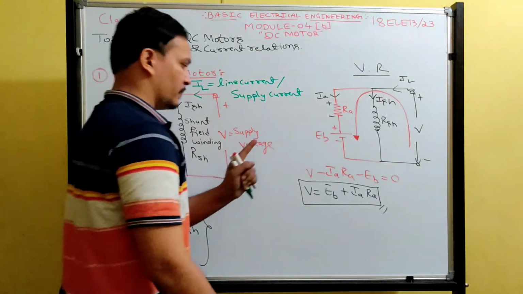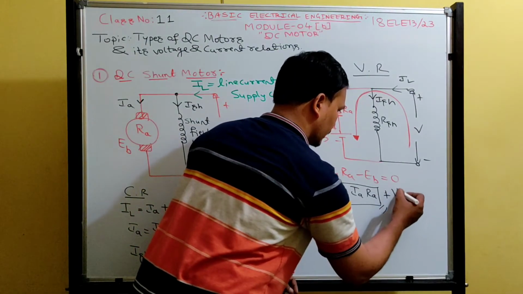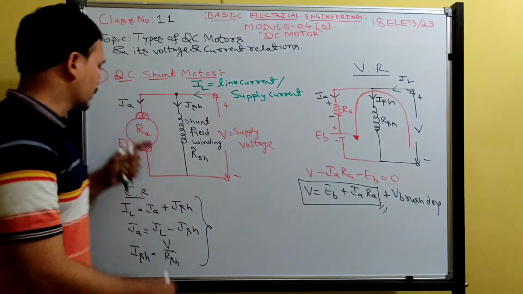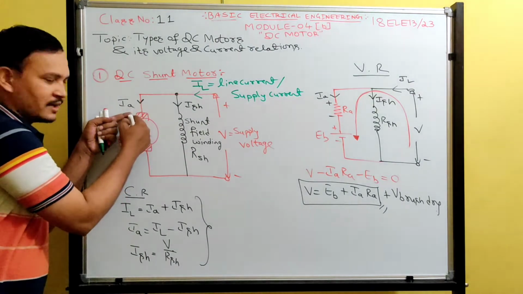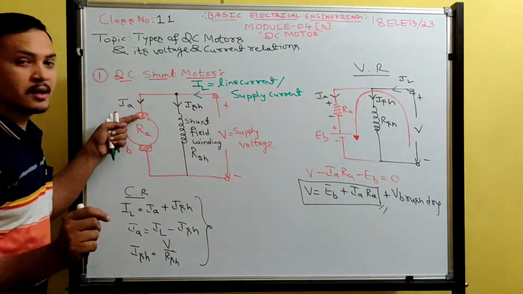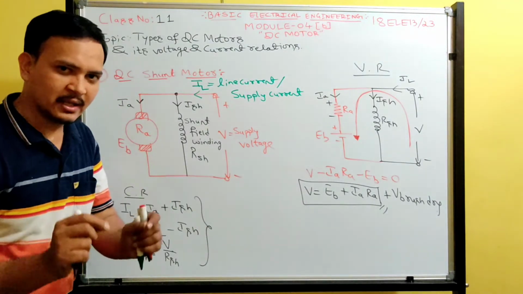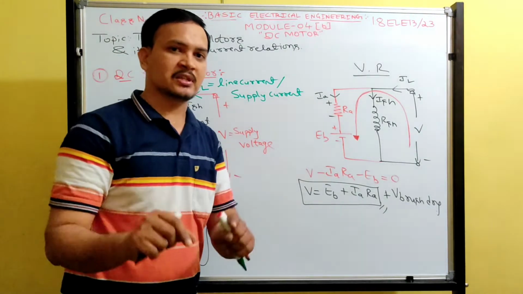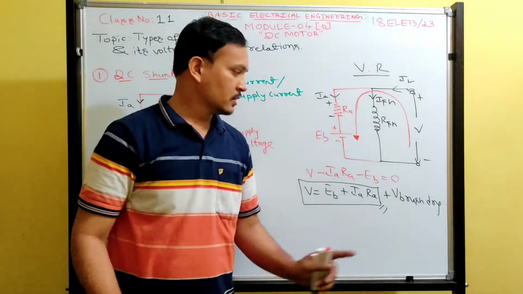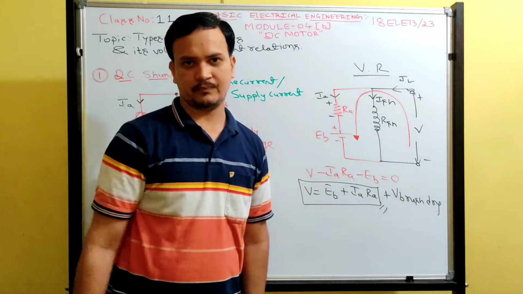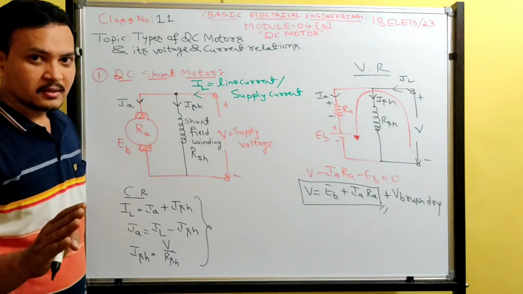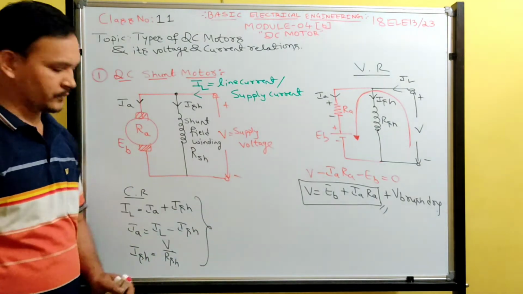Got it? Plus you can write V brush drop, because these are the brushes, which receive current. That current into the brush meets some amount of resistance, so a brush contact drop takes place, and that value will be very small. So if the question specifies it, then only consider V brush drop. If it is not given in the question, then take the brush drop as 0. That's it. So this is the voltage equation of the DC shunt motor. Okay, got it.